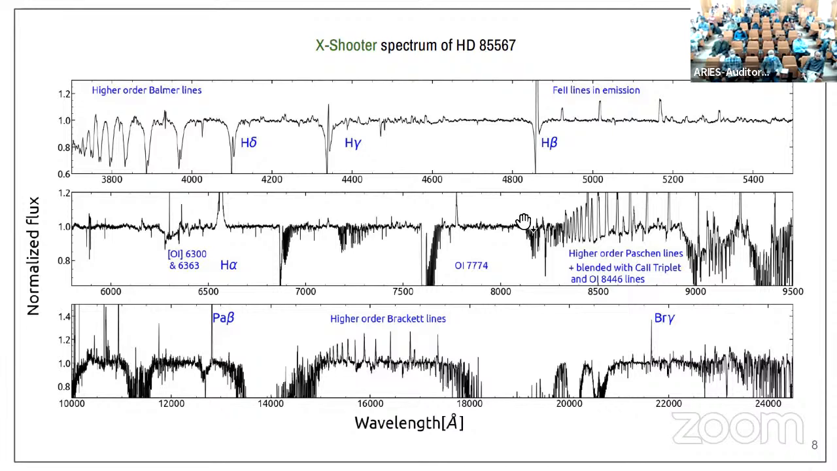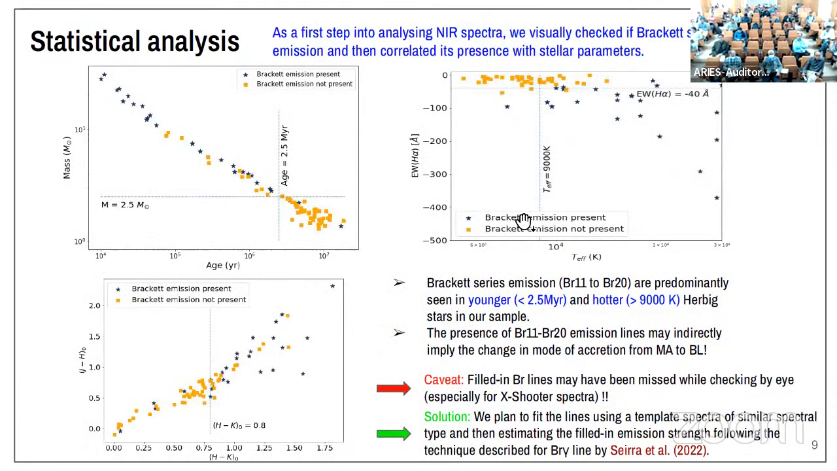So the first step in this work, we visually checked if the Brackett lines, Brackett 11 to Brackett 20 particularly, are seen in emission or not. Then we took them and checked if there's any correlation with the stellar parameters. And this is what you observe. What is happening here is that blue is stars with Brackett 11 to Brackett 20 emission, orange is without. So you can see that there is some kind of mass limit, statistically, that stars more than about 3 solar masses and less than 3 million years old are predominantly showing Brackett emission.